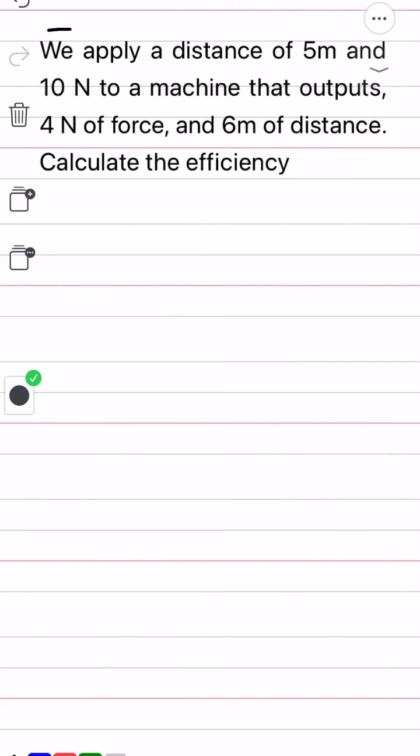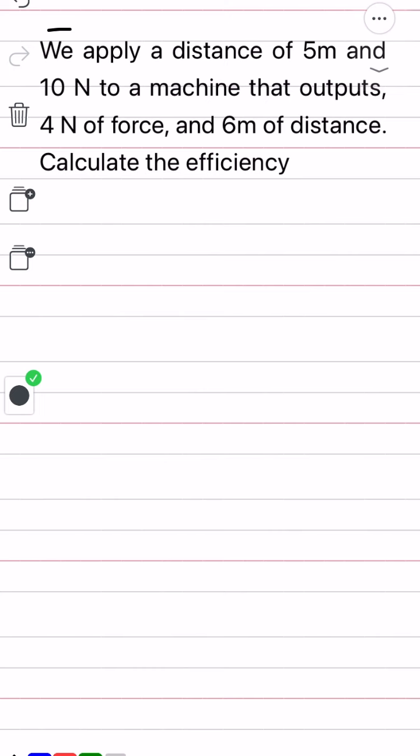Here we have the final example of this video. It kind of summarizes everything we learned. It says, we apply a distance of 5 meters and 10 newtons to a machine that outputs a force of 4 newtons and 6 meters of distance. Calculate the efficiency. Now, there's actually two ways to do this. We could use the AMA or IMA formula if you want to pause the video and try that. Or you could do what I believe is the simpler option, which is the work out over work in.